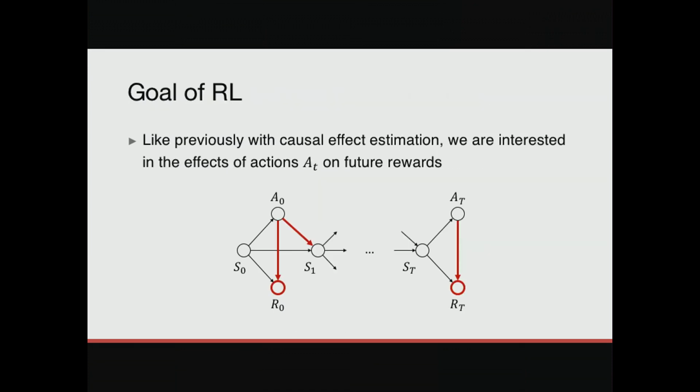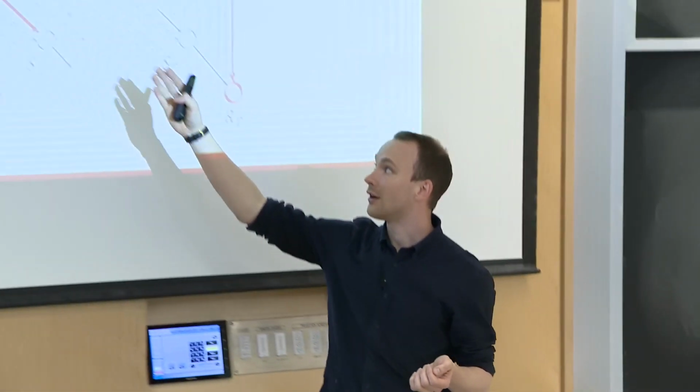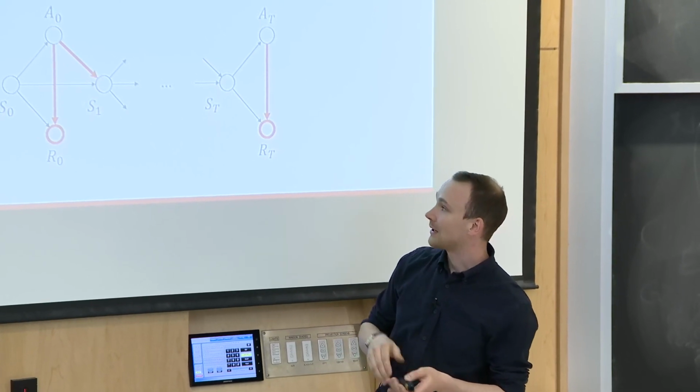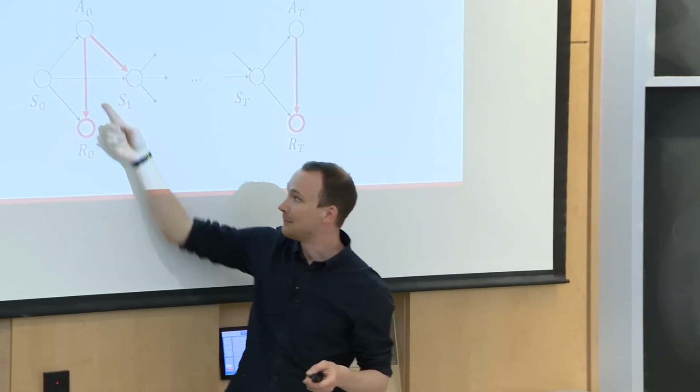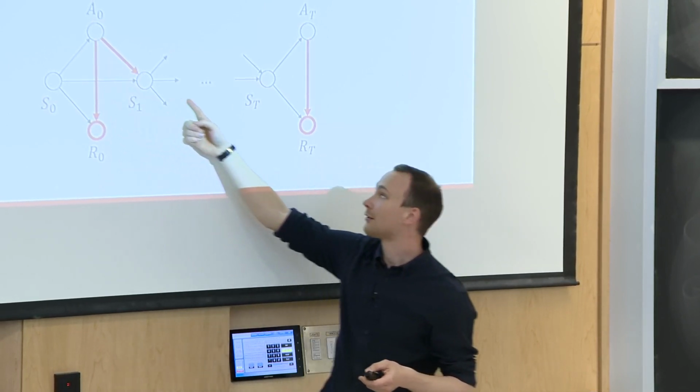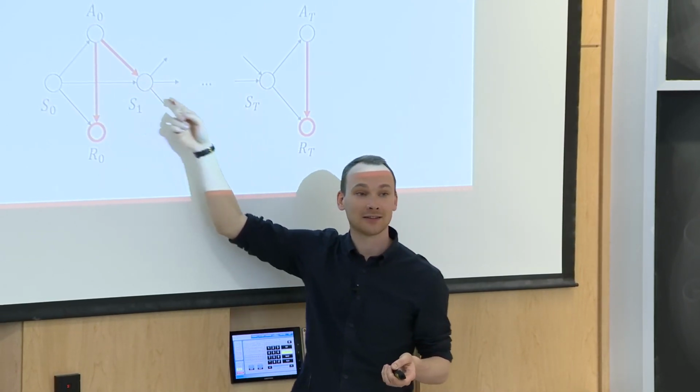But like with causal effect estimation that we did last week, we're interested in the influences of just a few variables, essentially. So last time we studied the effect of a single treatment choice, and in this case we will study the influence of these various actions that we take along the way. That will be the goal. And it could be either through an immediate effect on the immediate reward, or it can be through the impact that an action has on the state trajectory itself.